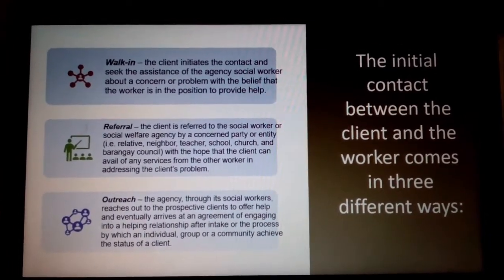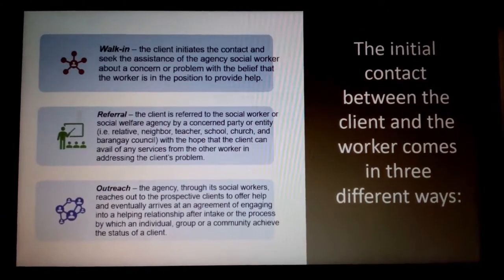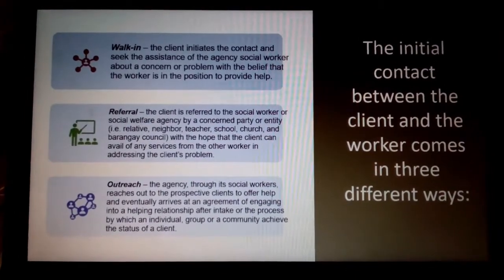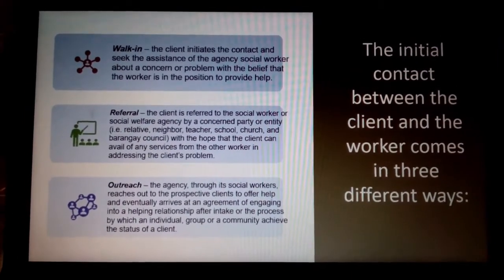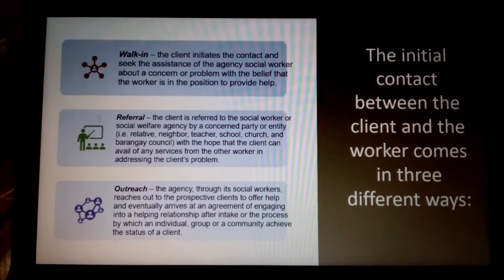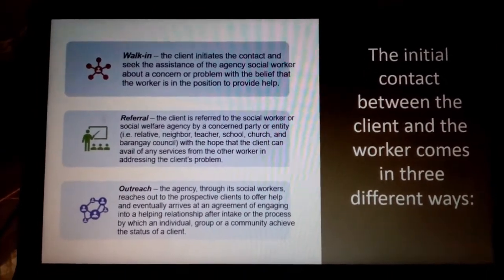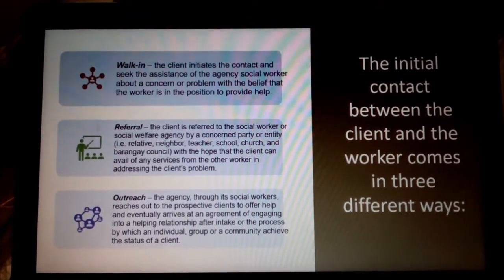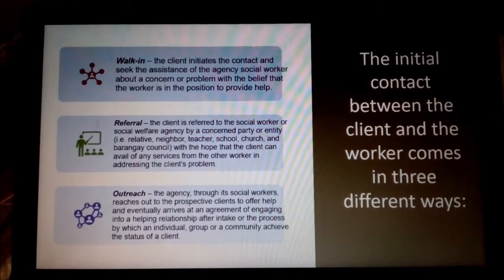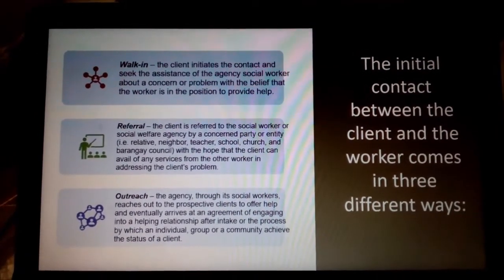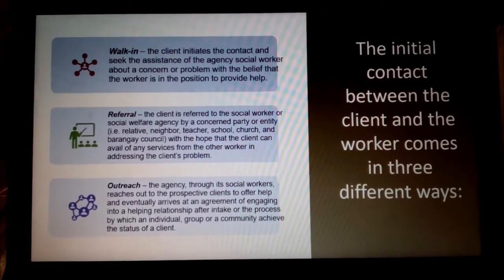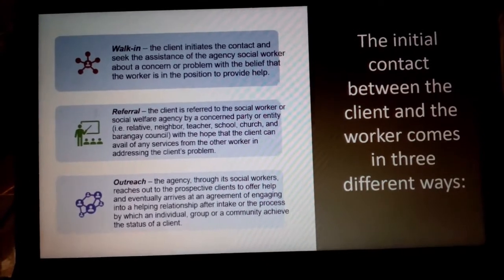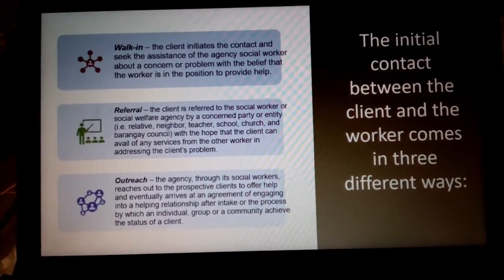Is the position to provide help the direct relationship between the client and the worker? While referral means the client is referred to the social worker or social welfare agency by a concerned party or entity. Example of referral entities are the relative, neighbor, teacher, school, church, and barangay council. So these are the agencies that refer the client to the SWD, especially to address the client's problem.